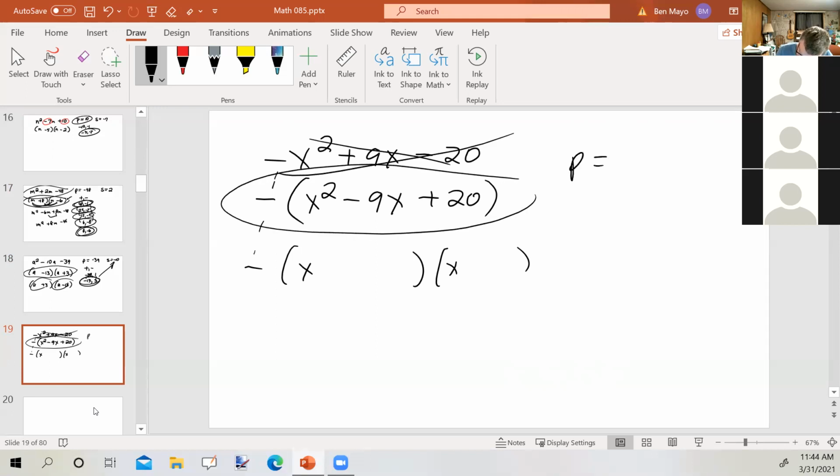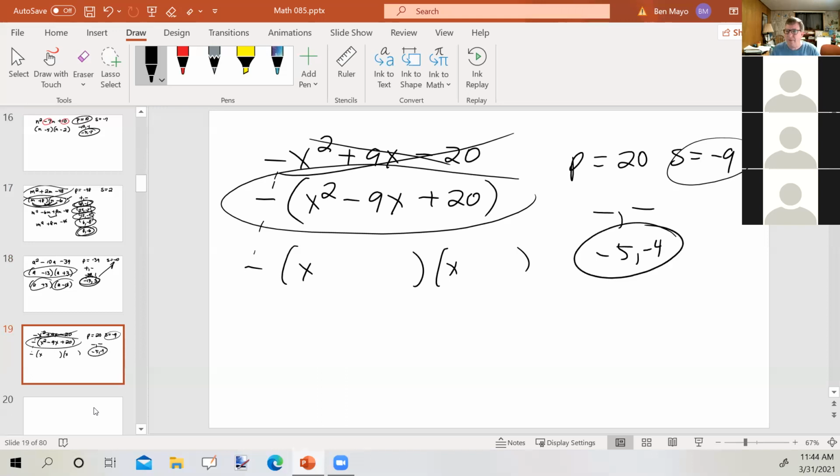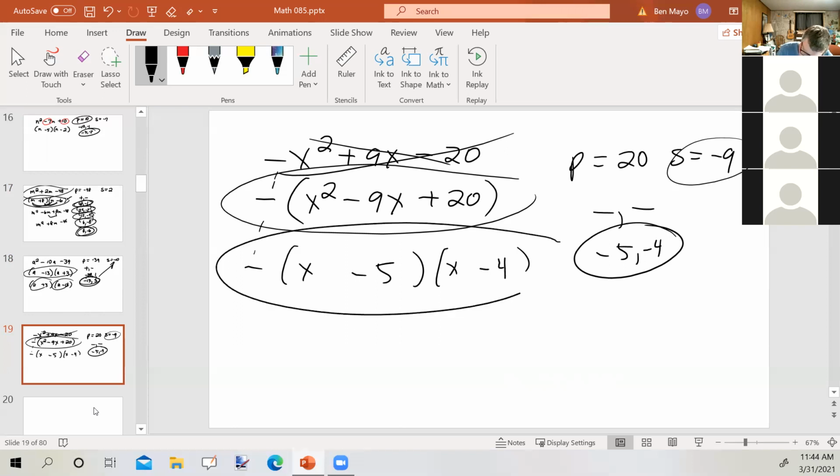So the product would be a +20. The sum would be -9. To get a positive product, I need two positive factors or two negative factors. But to turn that into a negative sum, I've got to have two negative factors added together to give me a negative sum. So how about -5 and -4? Would that do it? Yeah. So -5, -4, and there's my final answer. Again, any questions?